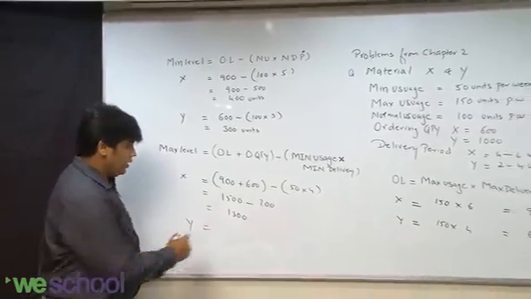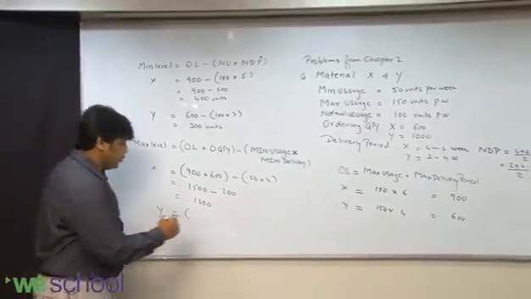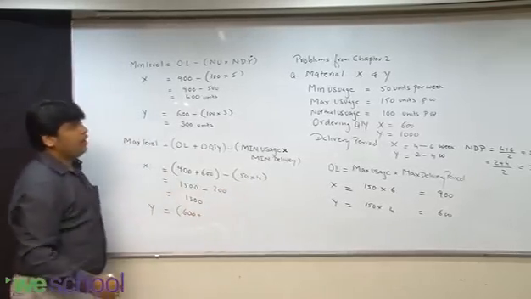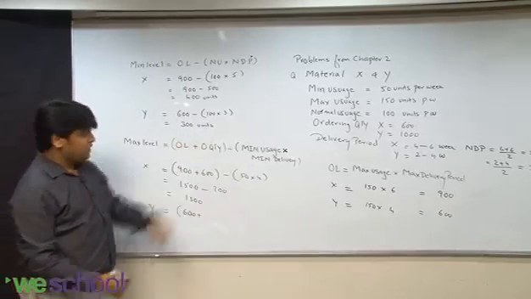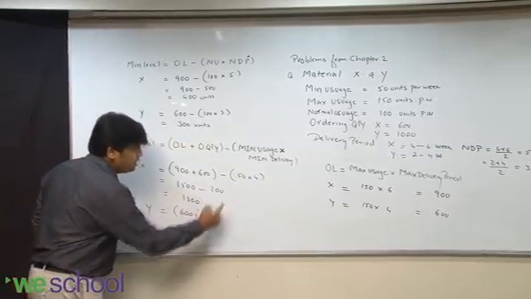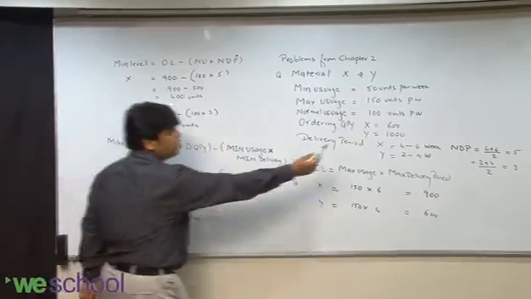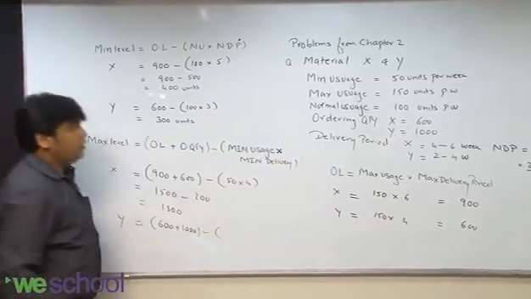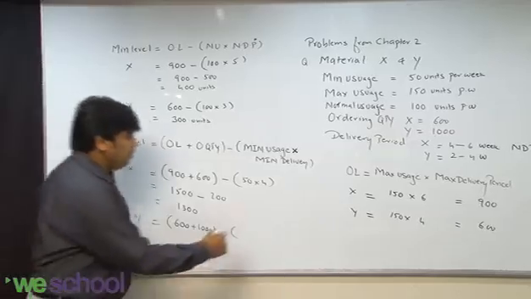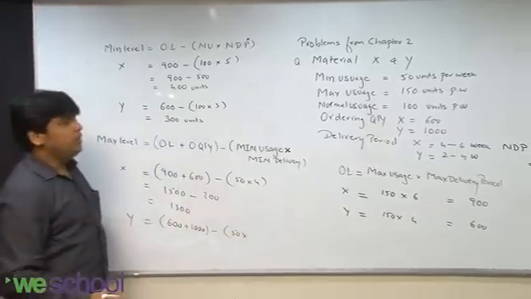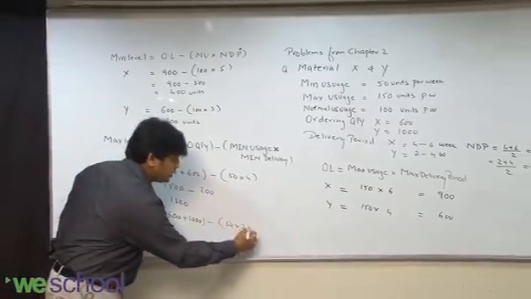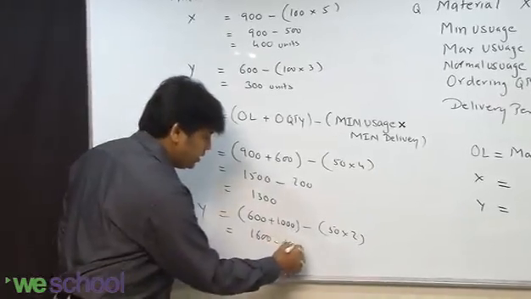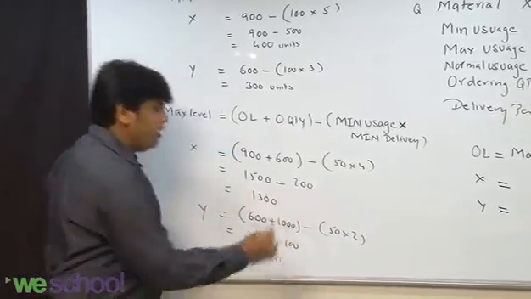Now similarly I will do it for Y also. So will you help me now? Yes, someone is saying, yes sir, we will help you. Okay. So ordering level for Y is 600, plus ordering quantity. Ordering quantity of Y is 1000, it is there in the sum. Minus minimum usage. Minimum usage is 50 and minimum delivery period for Y is 2 weeks. Now the answer is 1600 minus 100. The answer will be 1500 units.